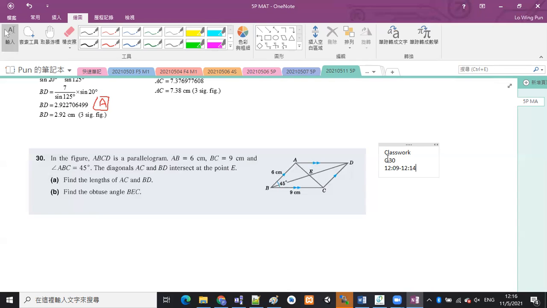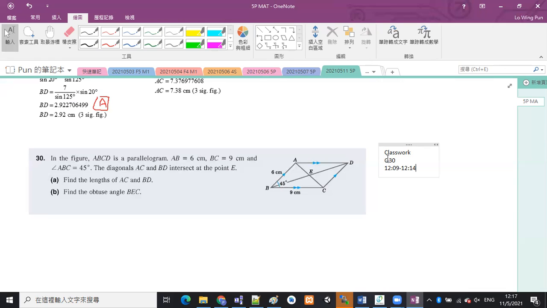BD belongs to triangle BCD, and then we have 9 cm, and CD is a side of a parallelogram. So it will be equal to the opposite side. Okay, so this is also equal to 6 cm. And then, because it is a parallelogram, the opposite sides are parallel. So we have 45 degrees in this angle, and then this angle will be 180 degrees minus 45 degrees. So we can calculate this angle BCD also.